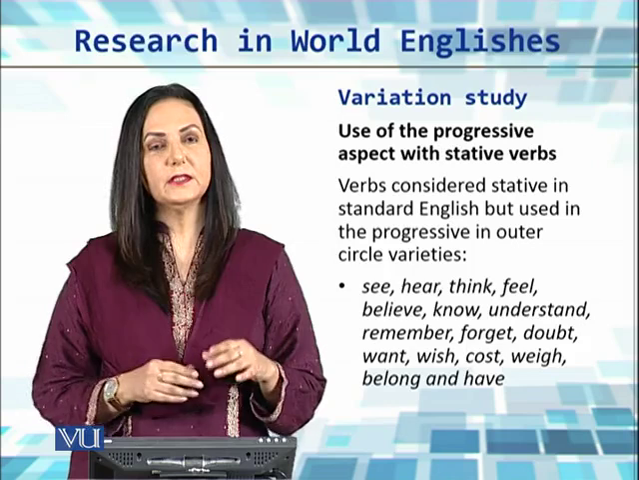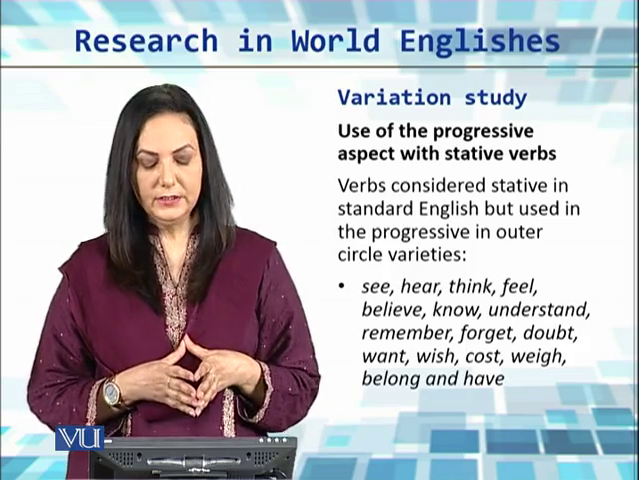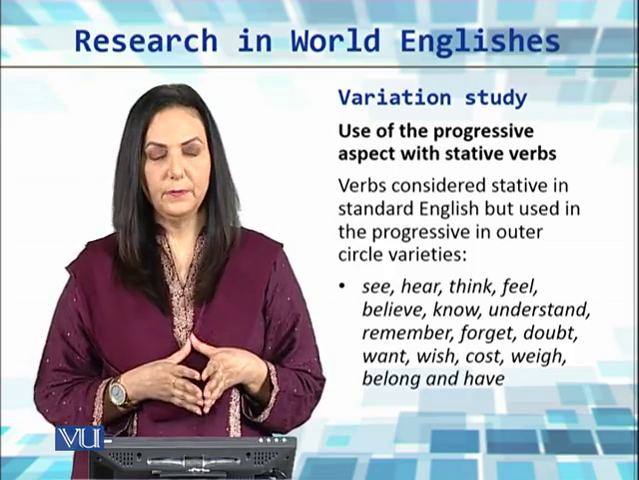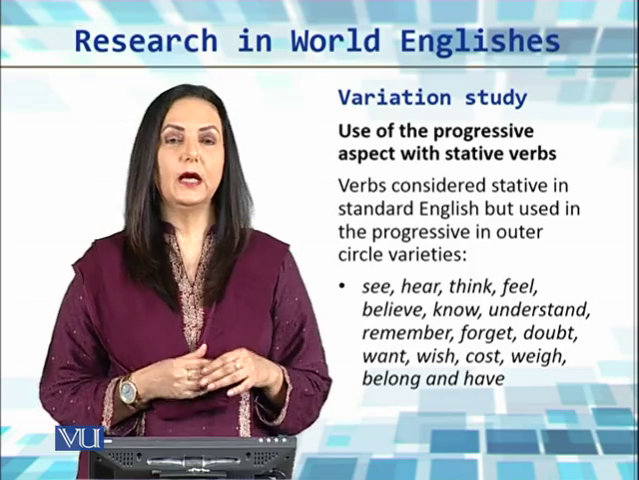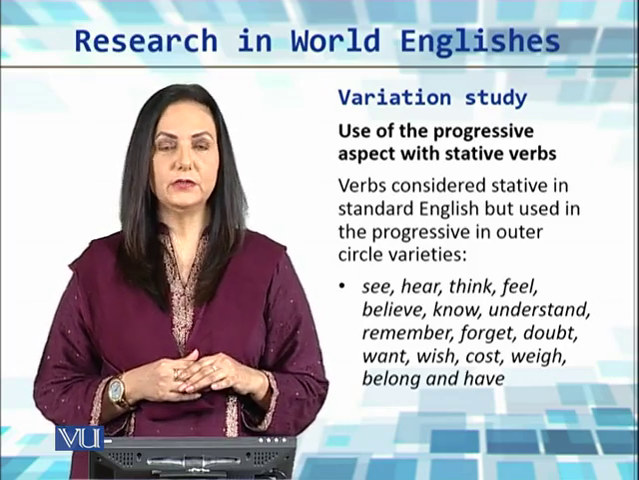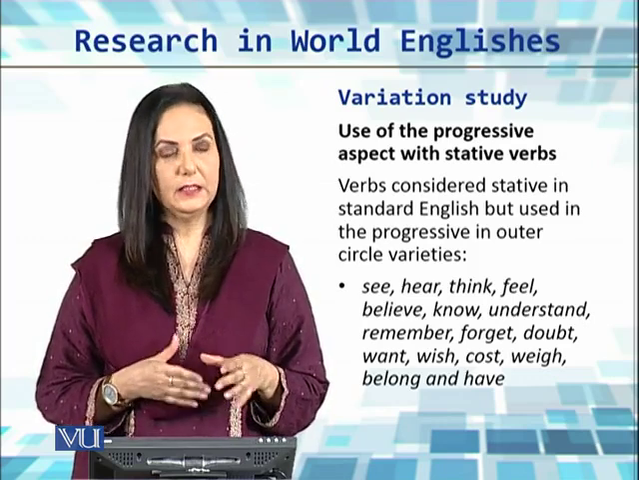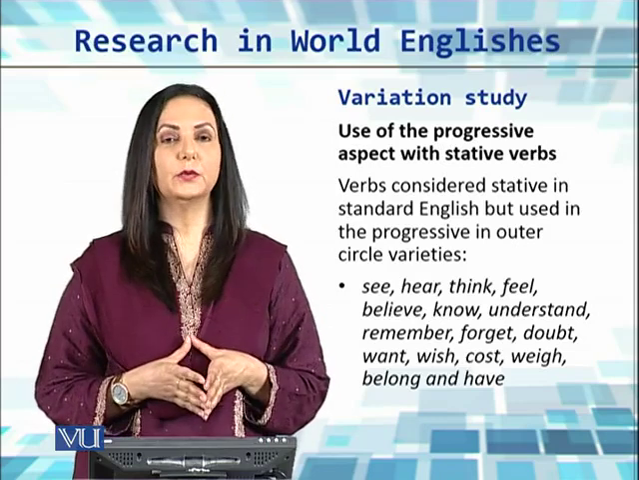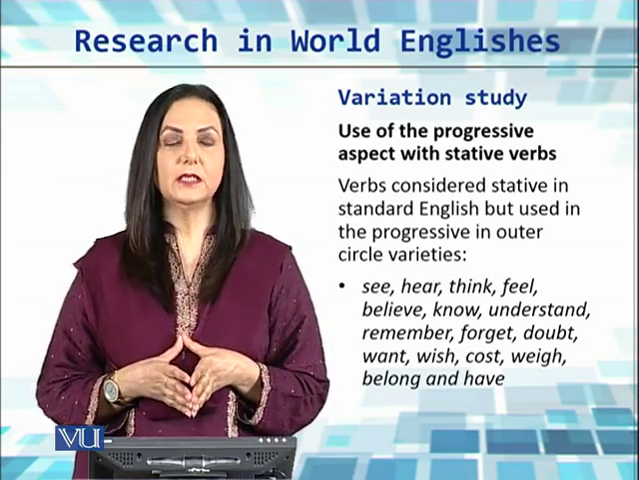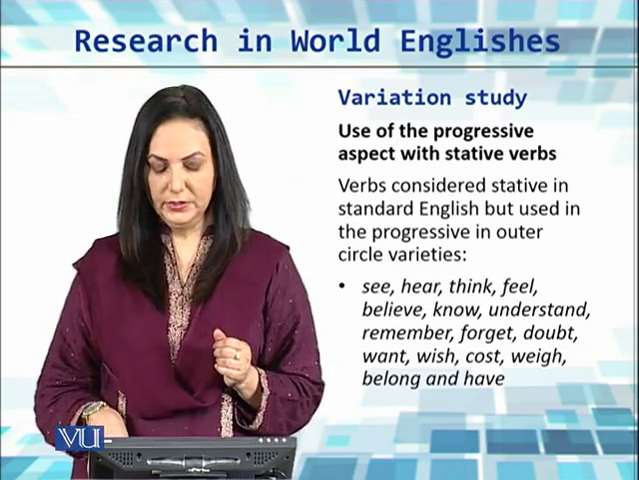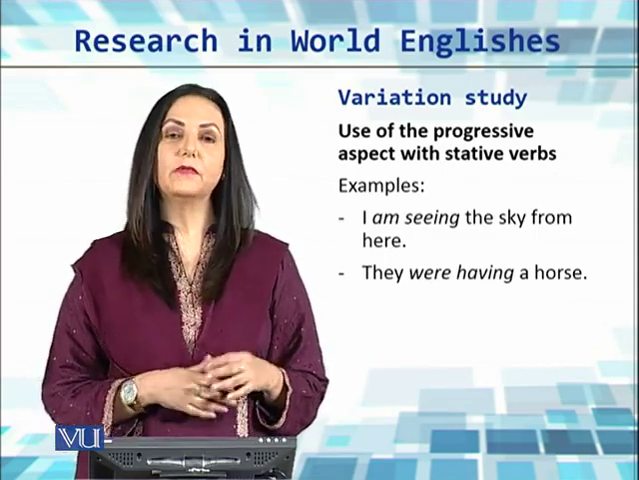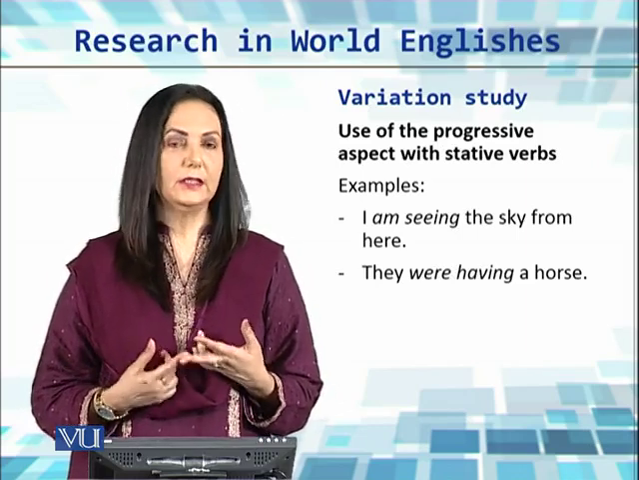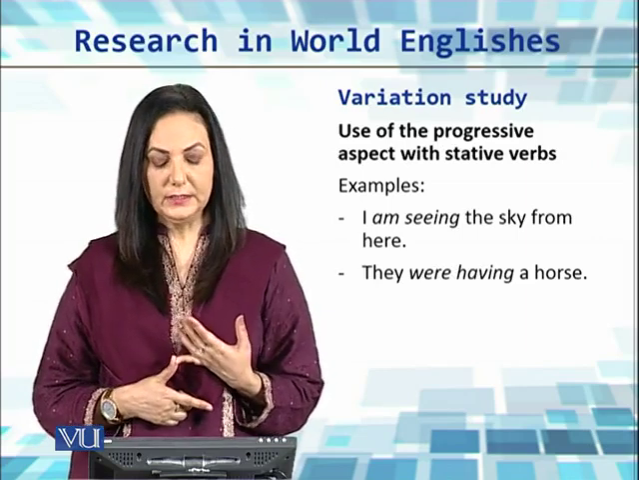The verbs which are considered stative in standard English but are used in progressive form, present continuous form, in outer and expanding circle countries include verbs like see, hear, think, feel. So all these verbs which are stative verbs are used in the progressive aspect in outer circle varieties of English. So we often hear a sentence like, I'm seeing the sky from here, in Indian English, in Malaysian English, in Bangladeshi English.